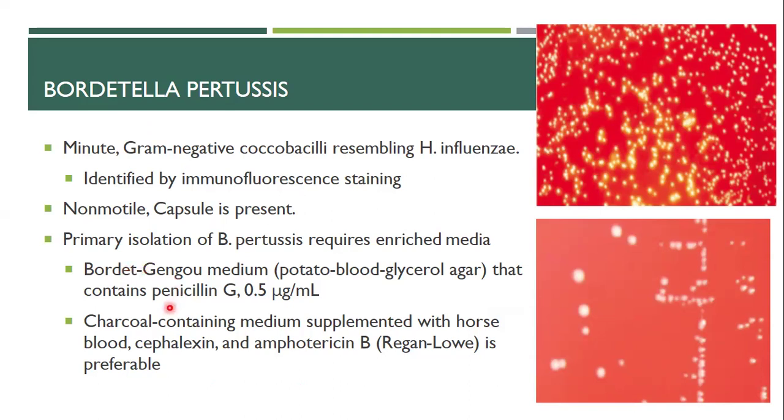A more preferred media for isolation of Bordetella pertussis aside from Bordet-Gengou is Regan-Lowe medium. Regan-Lowe medium contains charcoal, which acts as a detoxifying agent. It's also supplemented with horse blood, cephalexin and amphotericin B. Cephalexin is an antibacterial agent which inhibits growth of other bacteria aside from the Bordetella species, and amphotericin B is an antifungal agent which inhibits growth of fungi. Thus, this is more preferred for the isolation of Bordetella because it contains these inhibitors.